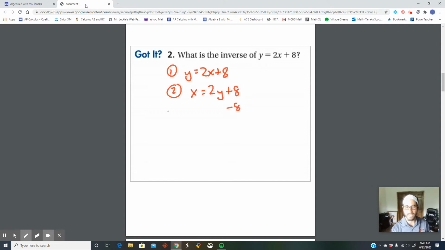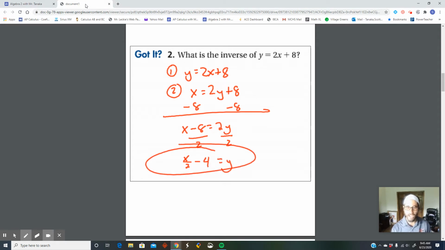So it would be x equals 2y plus 8. Subtracting 8, I get x minus 8 equals 2y. How do I get y by itself? Divide by 2. And then you could write that as x over 2 minus 8 over 2, which is 4, equals y. And that would be the inverse. And there's no rule that says you have to put y on the left-hand side or y on the right-hand side.